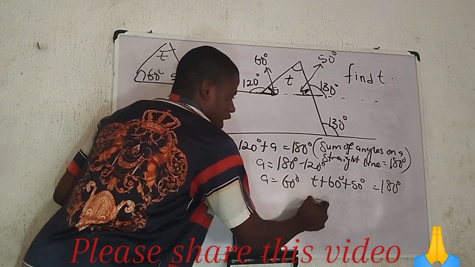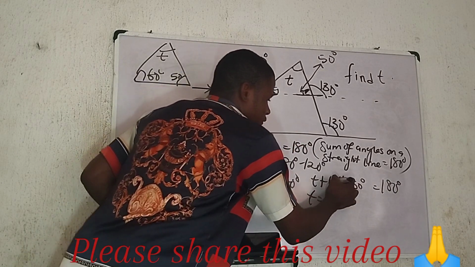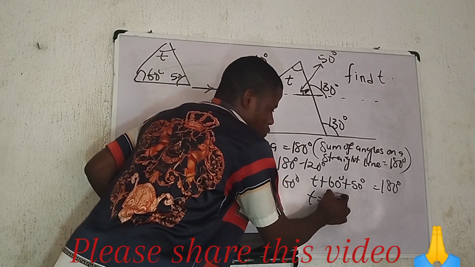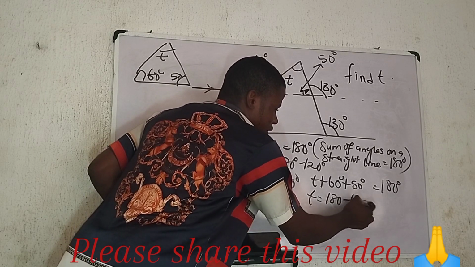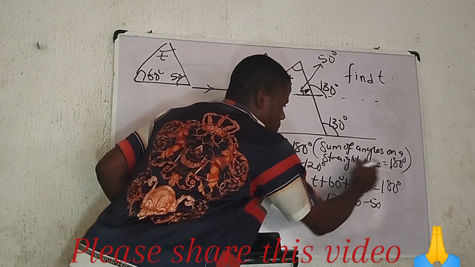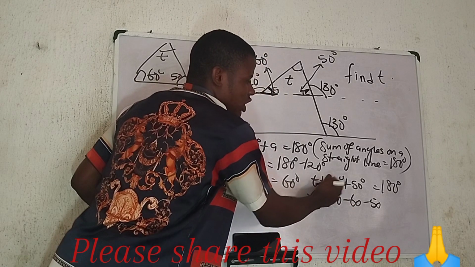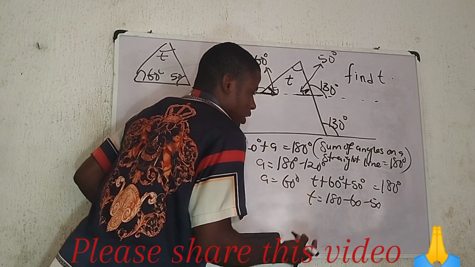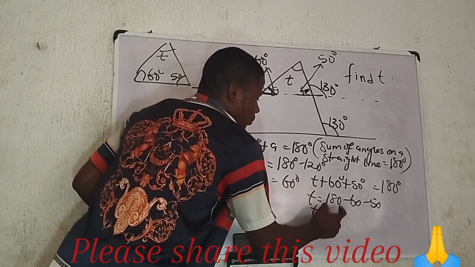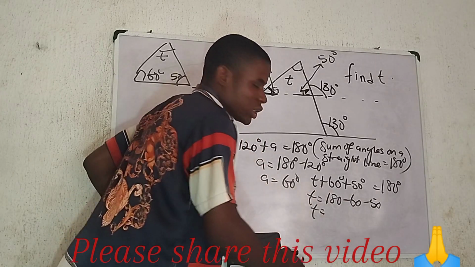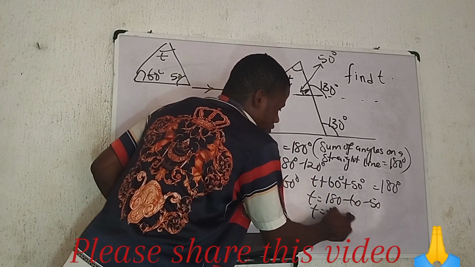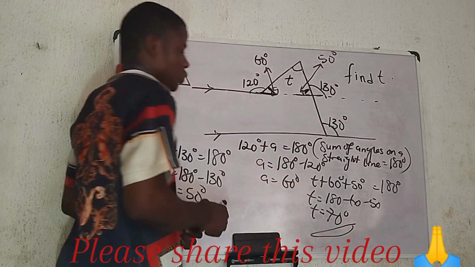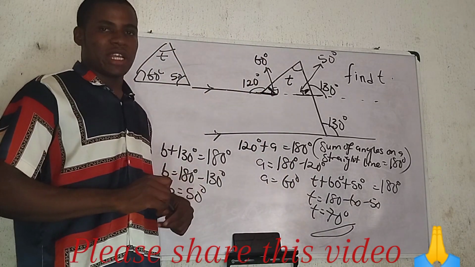So t equals, if you collect like terms, 180 minus 60 minus 50. Because 60 plus 50 is 110, if you move it over, it will be minus 110. So t equals 180 minus 60, which is 120. 120 minus 50 is 70 degrees. So the value of t is 70 degrees, and that's our final answer.